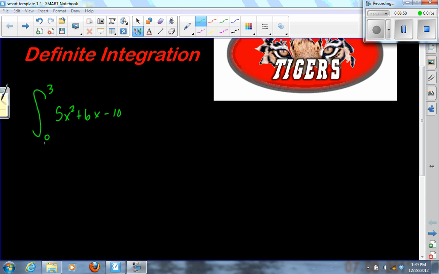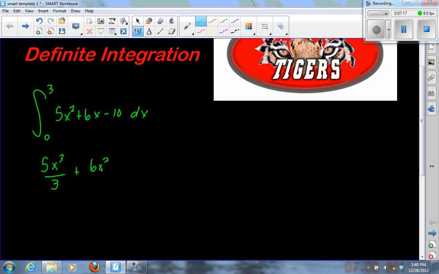Let's say I want to find the area under this curve from 0 to 3. I first need to find the antiderivative of this function, which is rewrite your 5. Now we'll add 1 to the exponent and divide by that. Plus 6, add 1 to 1, and divide by that. Minus 10. This is really like an x to the 0 power, which is why we have a 10x to the first. The derivative of 10x is 10. The integral of 10 is 10x. Okay, now some would say I need a plus c, and you do, but in definite integration you can leave that off.